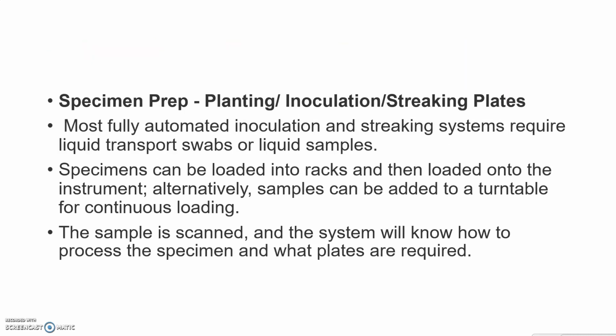Next is specimen preparation and also the planting, inoculation or streaking of plates. The most fully automated inoculation and streaking systems require liquid transport swabs or liquid samples. Specimens can be loaded into the racks and then loaded onto the instrument. Alternatively, samples can be added to the turntable for continuous loading. The sample is scanned and the system will know how to process the specimen and what plates are required.